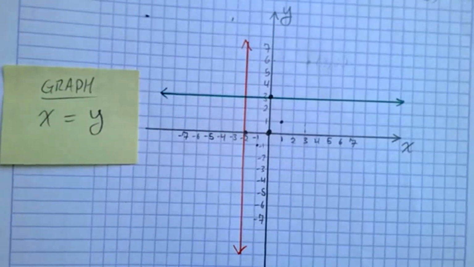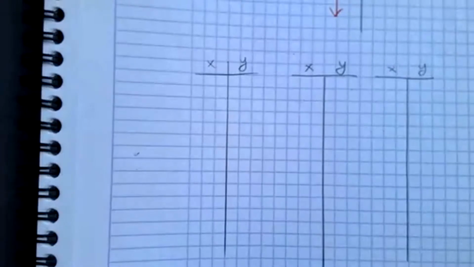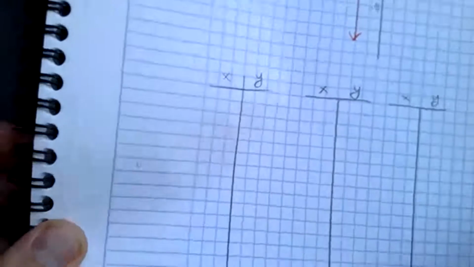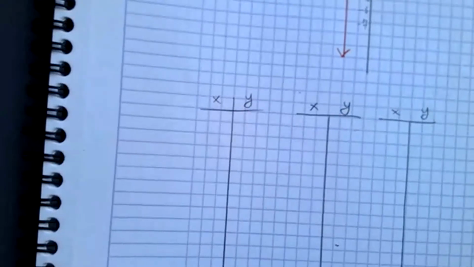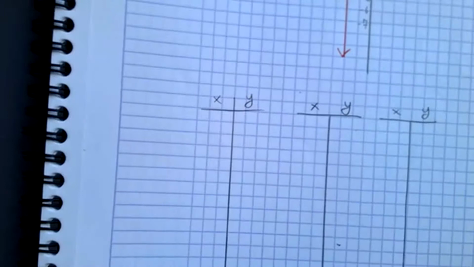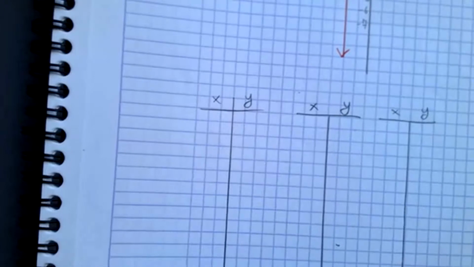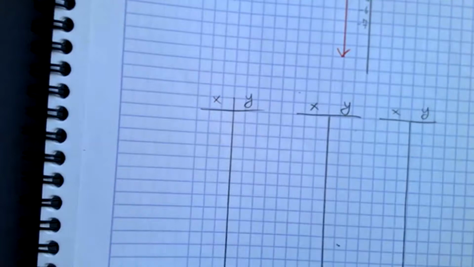So to graph the equation x equals y, let's just come up with a few possible x's. And this is where we're going to bring in a thing called the xy table. Whenever we have an equation that has both x's and y's, here's what we do. We start by choosing a few values of x.